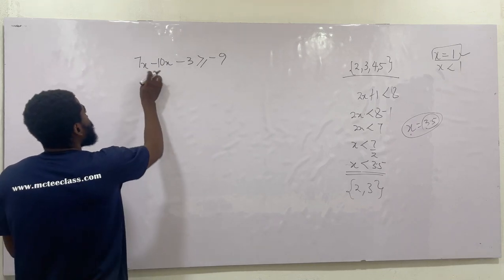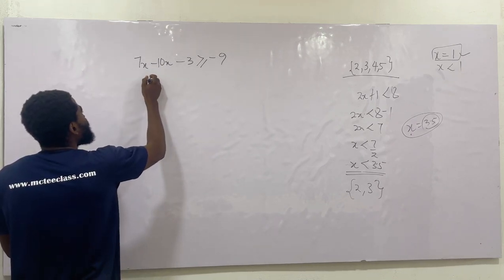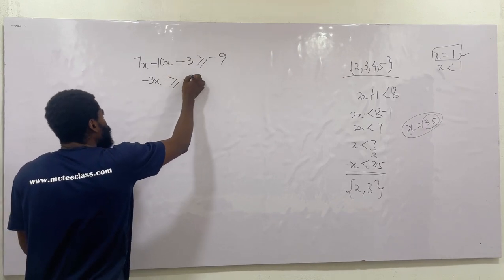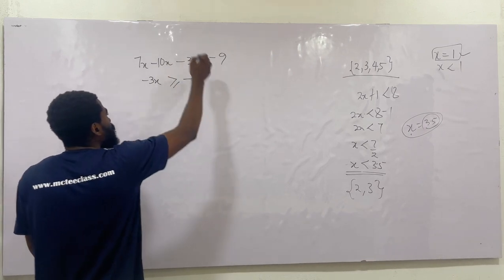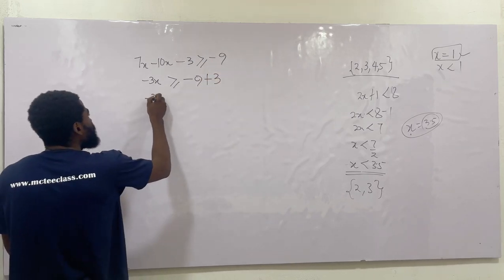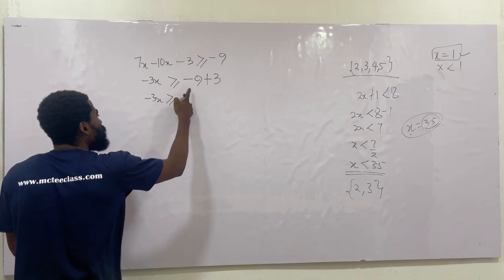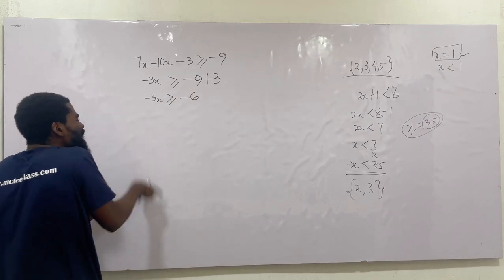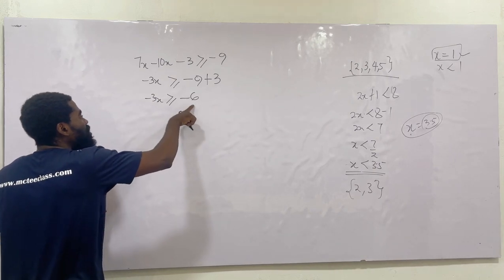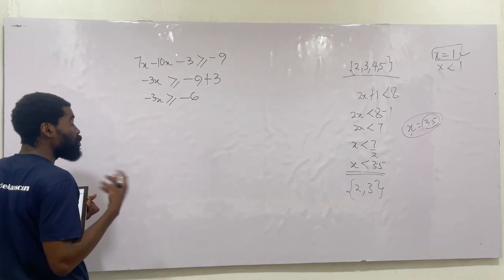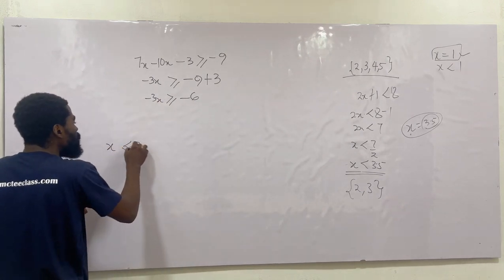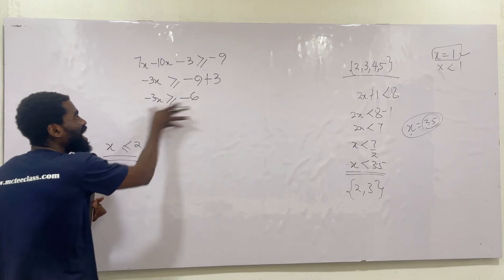9. Okay, this and this will give me negative 3x. This one will cross and get greater than or equal to minus 9, and this one becomes positive, plus 3. This gives me negative 3x greater than or equal to negative 6. From here, I know that when I divide through by negative 3, I'm going to get a positive 2, but the sign will change. So if I'm solving this, at this point, I'm going to shade x less than or equal to positive 2.